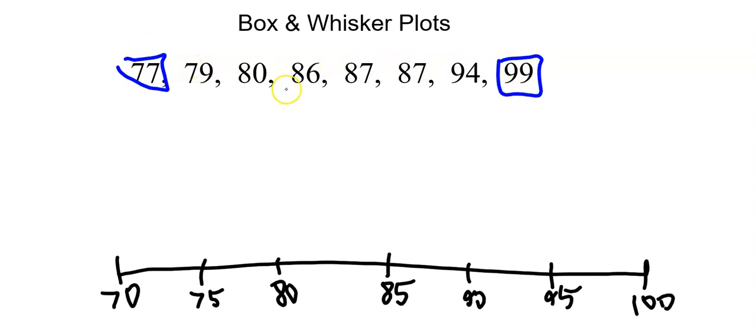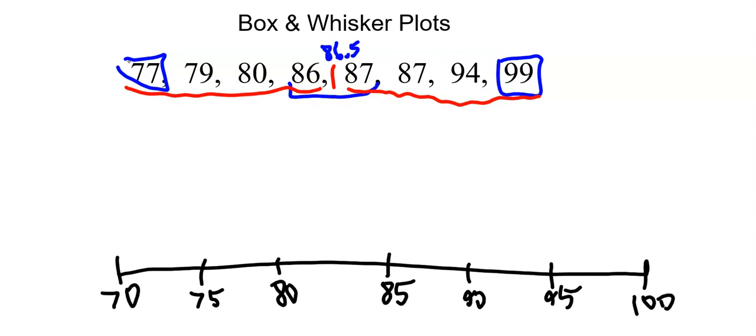So in the middle are these 2 terms right here. So the median is actually 86.5, the average of those 2 numbers. This is the top half of the data, and this is the bottom half of the data. So I've got 4 terms in each. I've got to find the median of those, or the middle of those 2 numbers.